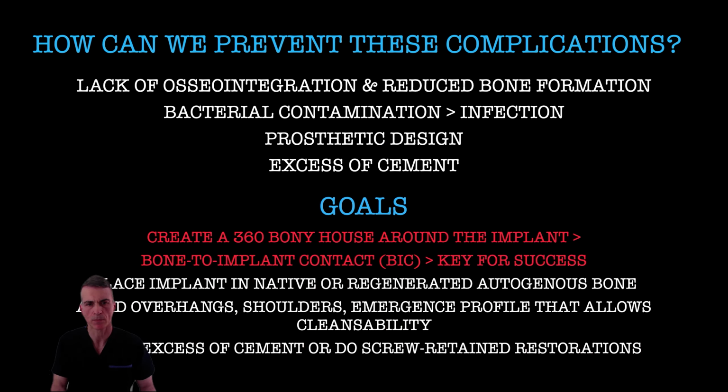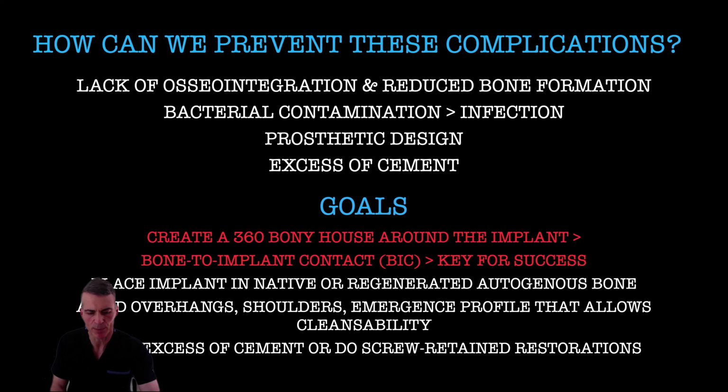So how can we compensate for those? These are our goals. Basically, we want to create a 360-degree bony house around our implant, so that we have an implant that has good bone-to-implant contact, over 90% ideally. This is one of the keys for success to me: to have an implant that is fully surrounded by autogenous bone. We also want to have an implant that is placed ideally in native bone. If not in native bone, the regenerated site ideally should be regenerated with autogenous bone.